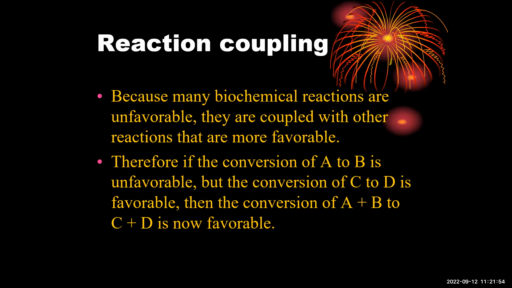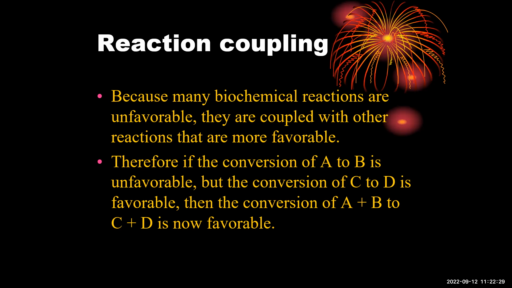Take, for example, the conversion of A to B, which is unfavorable. How do you get it to go? You take another reaction, the conversion of C to D, that is favorable, and you put them together. Now the combined reaction, A to B plus C to D, is favorable. Think of A to B as your car going from point A to point B without any gasoline. You have to put energy in it. You have to push it.